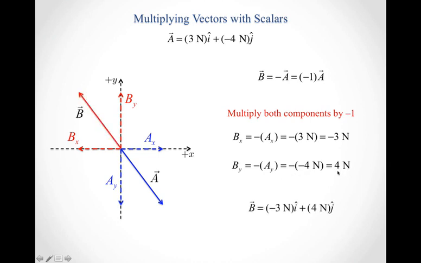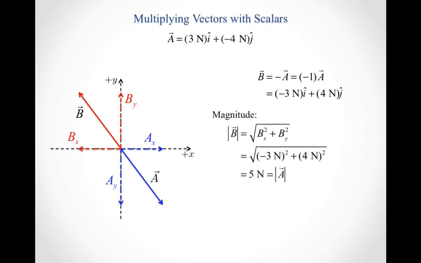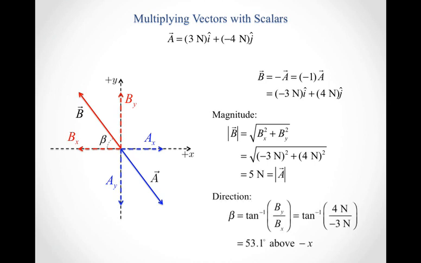So if I think about vector B, it's going to be negative 3 newtons i hat plus 4 newtons j hat. So the magnitude of that vector is 5 newtons, the same as the magnitude of vector A. The direction of that vector, it happens to make an angle beta that's 53.1 degrees above negative x. So what we see is vector A points in the direction 53.1 degrees below positive x. Vector B points in the direction 53.1 degrees above negative x.